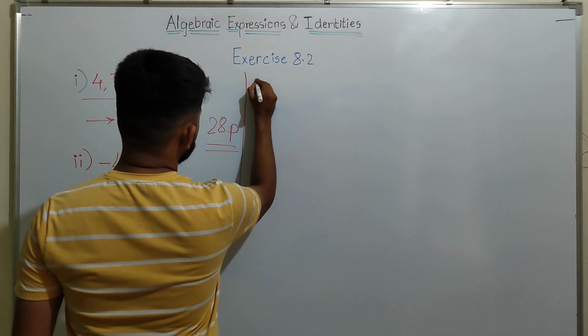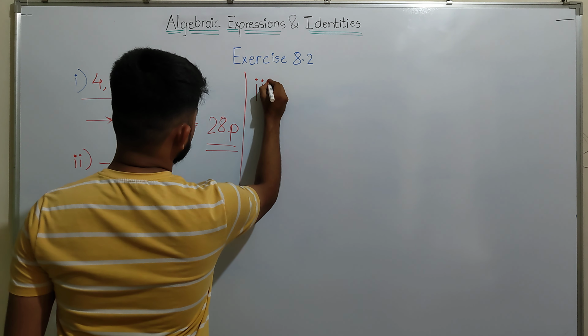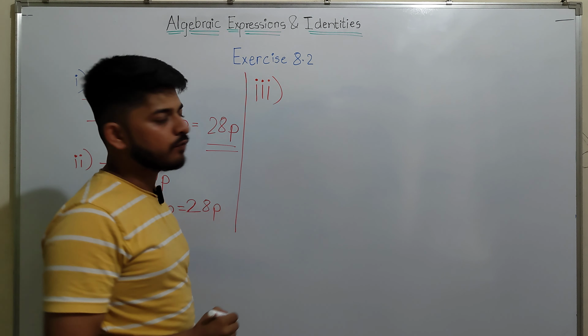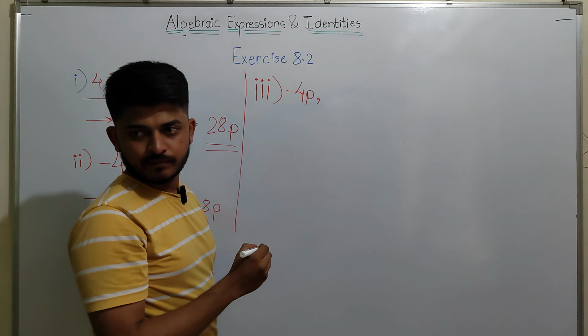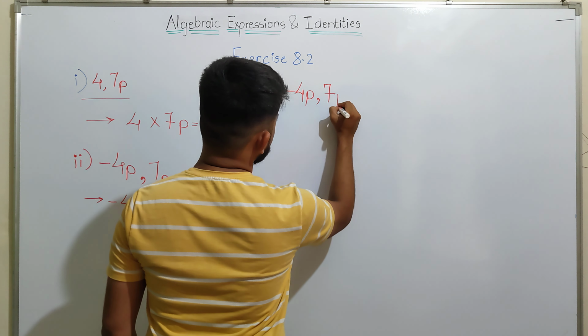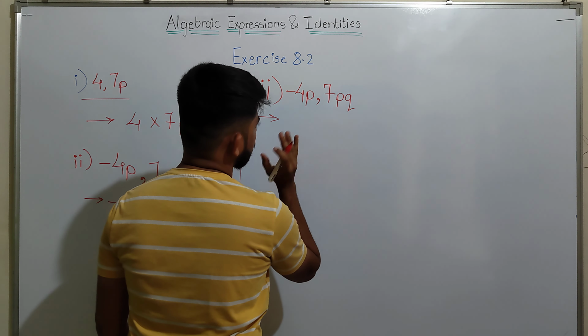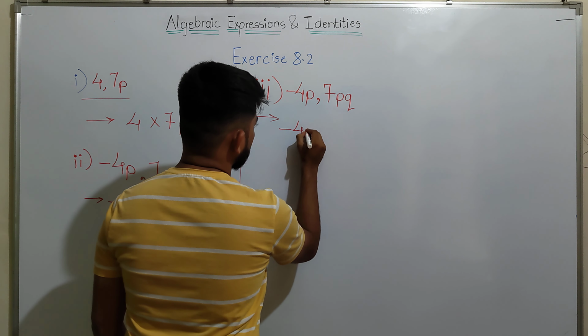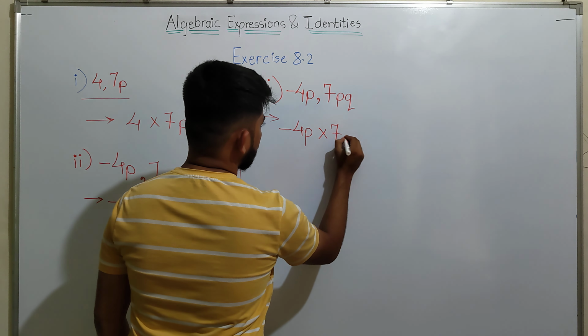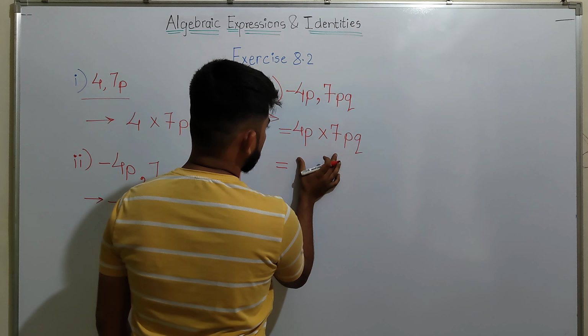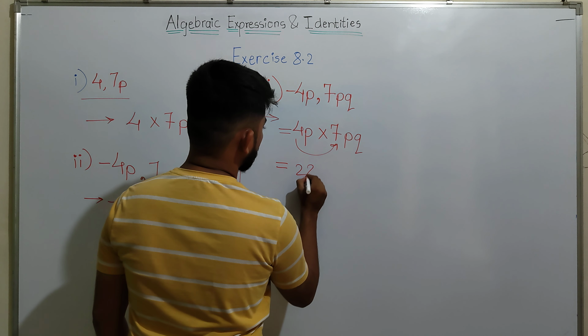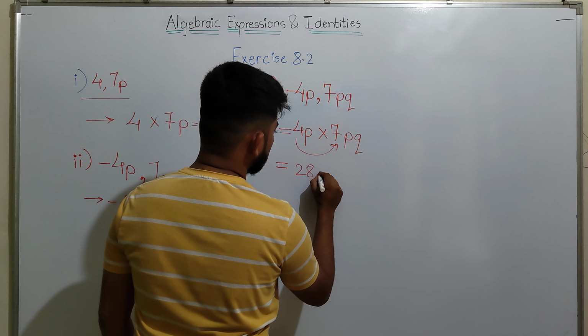Now see here, the third one. Now third one, what do we have? Minus 4p, 7pq. Now if we find the product, the basic thing is we have to multiply. So minus 4p into 7pq. Now equal to 7 fours are 28, p into p square.